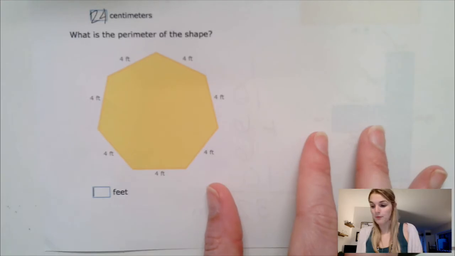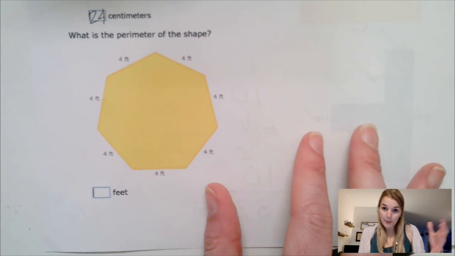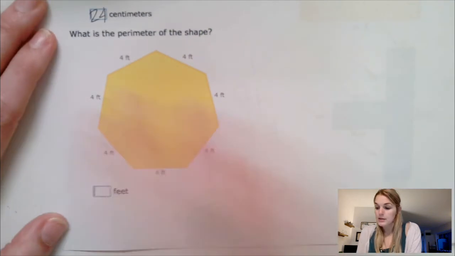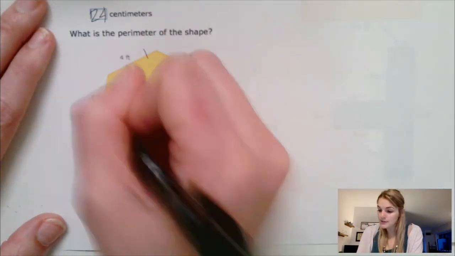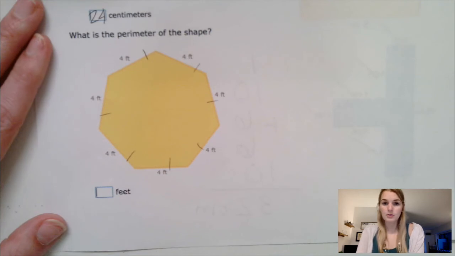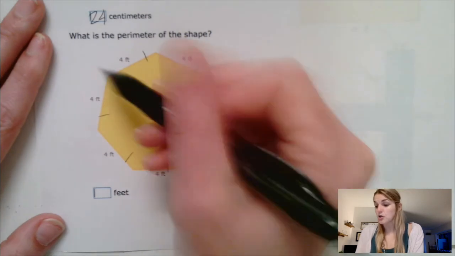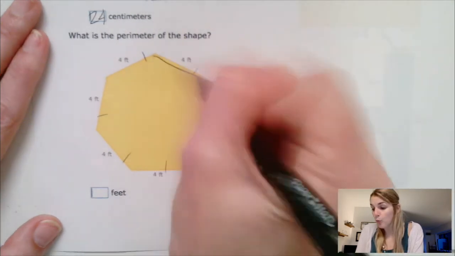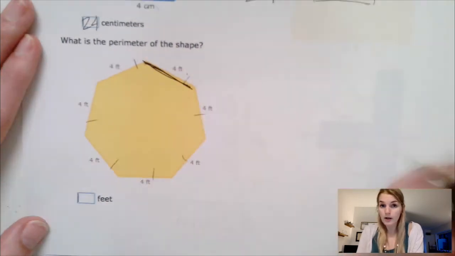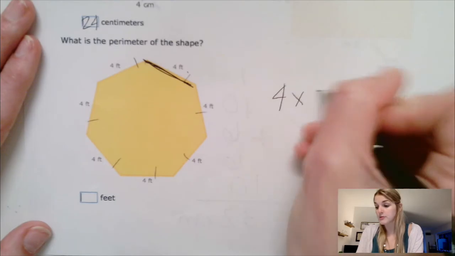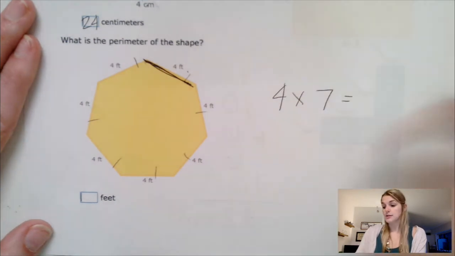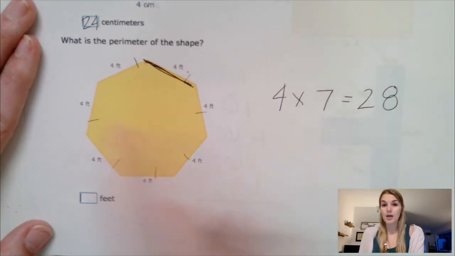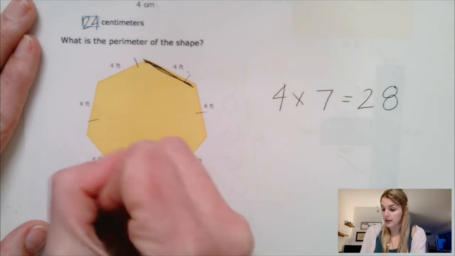Now, this was in the challenge zone questions for IXL. Just wanted to give you a little look at the more challenging problems. Same thing here, but this time we have a 1, 2, 3, 4, 5, 6, 7. We have a heptagon, so 7 sides. So I know that if one side is 4, I could do 4 times 7 because it's 4, 7 times. 4 times 7 is 28. So the perimeter of this shape would be 28.